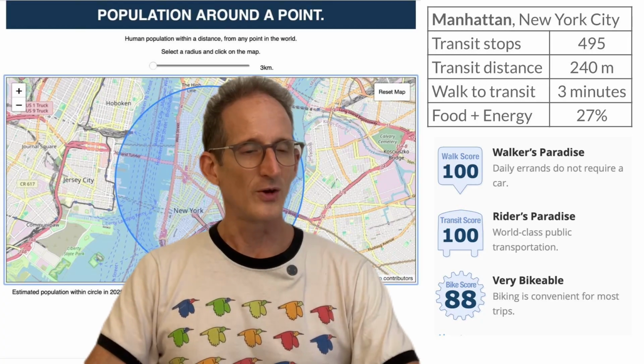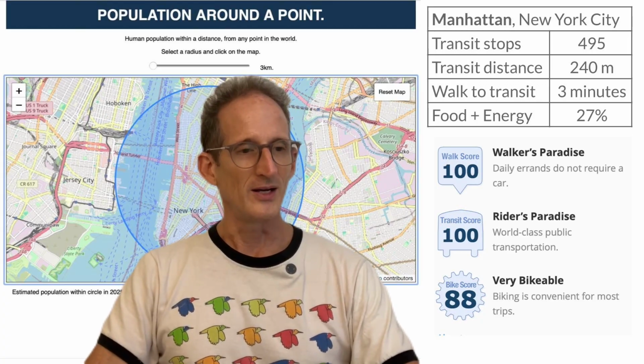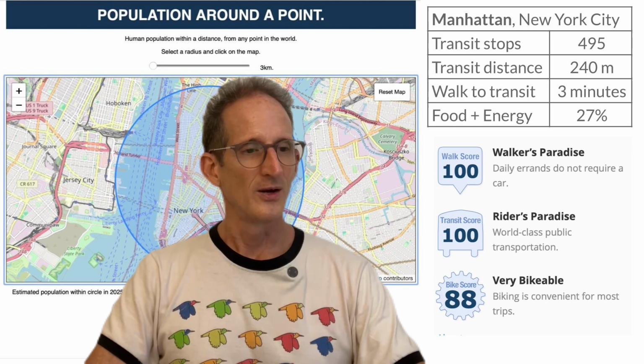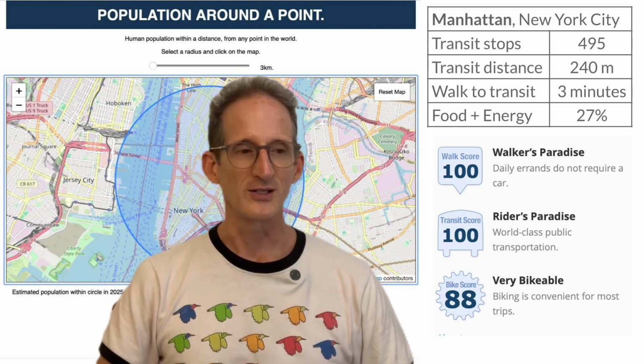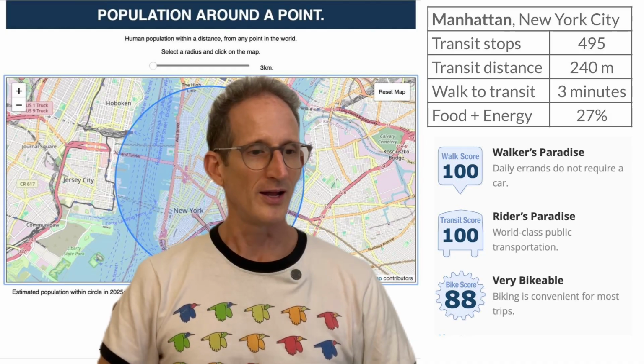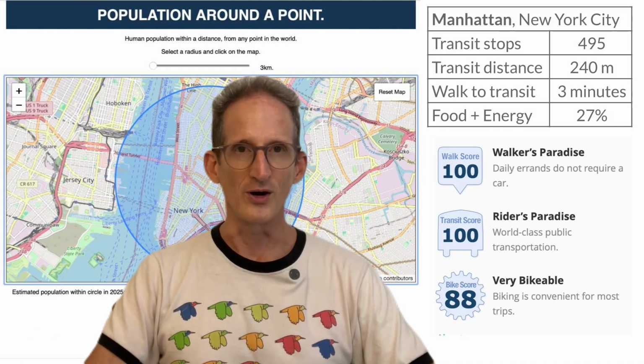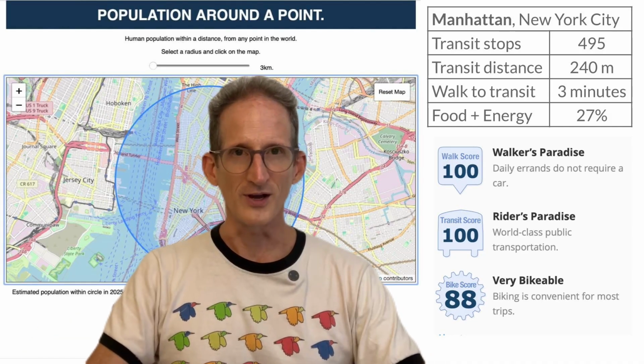But as you can see, going back to walk score, Manhattan is a walker's paradise with a walk score of 100. This is the gold standard. A rider's paradise with a transit score of 100. And it's very bikeable with a bike score of 88. So this is a really tough act to follow.